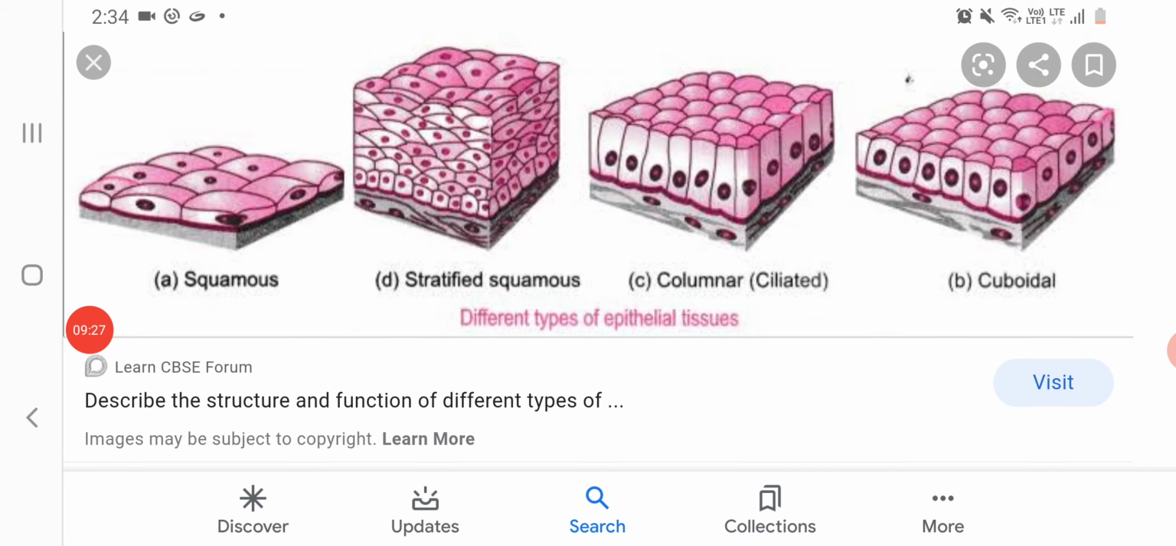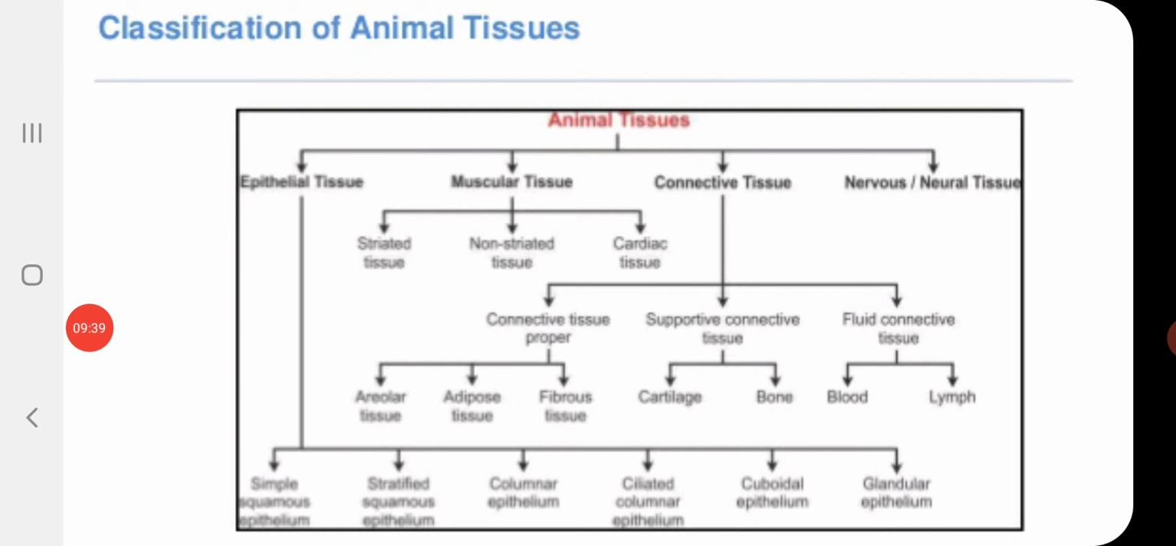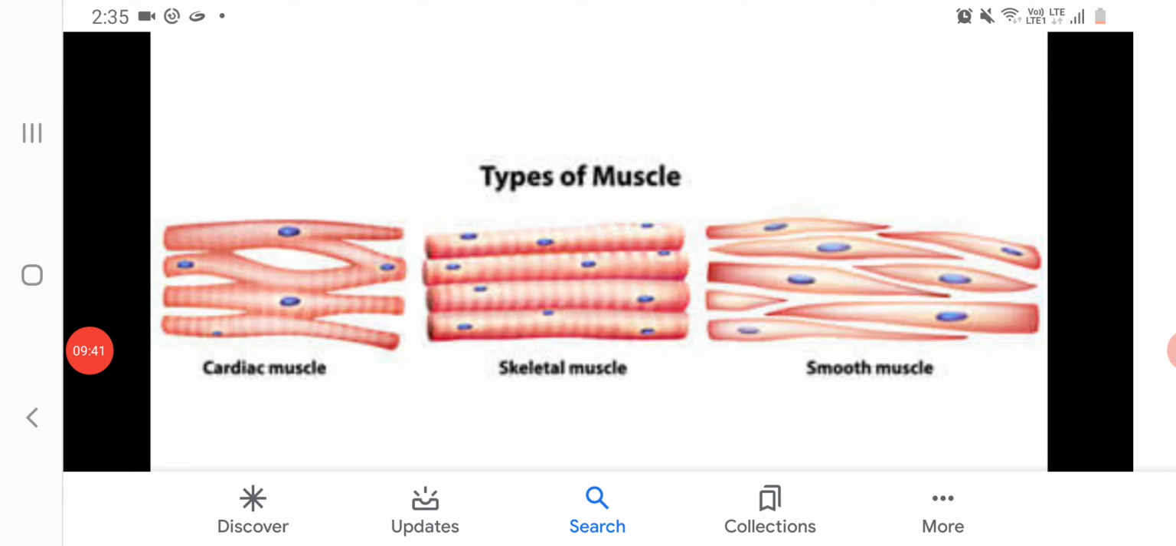In the epithelial tissue, again we have types: squamous, stratified squamous, columnar, ciliated, and cuboidal. Now we are going to see the types of muscular tissues. These are three types: cardiac muscles, skeletal muscles, and smooth muscles.